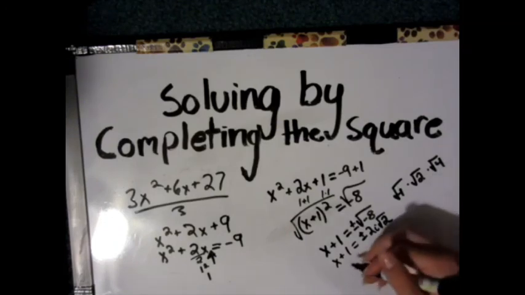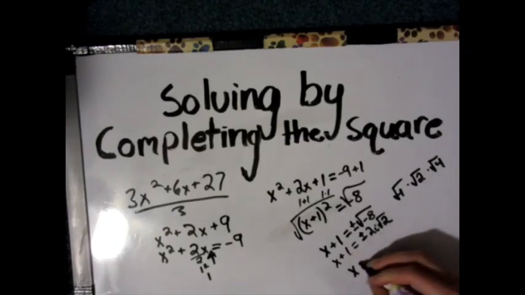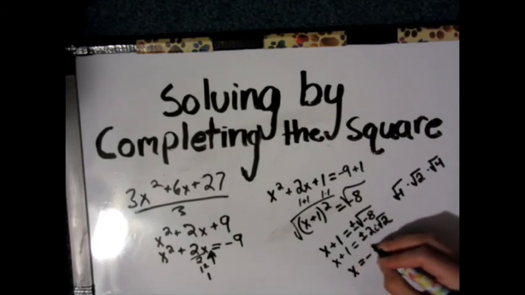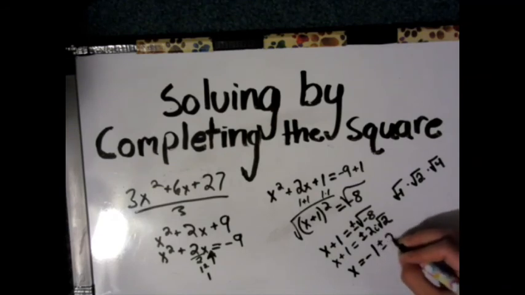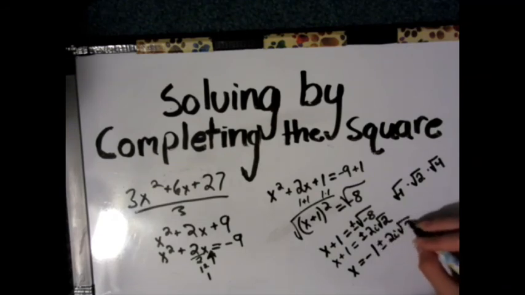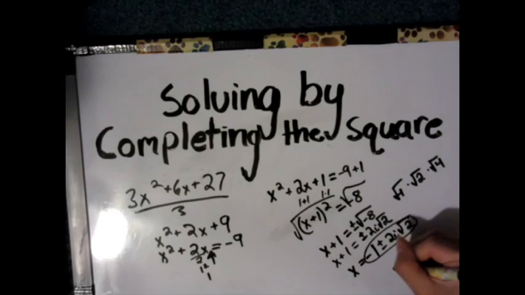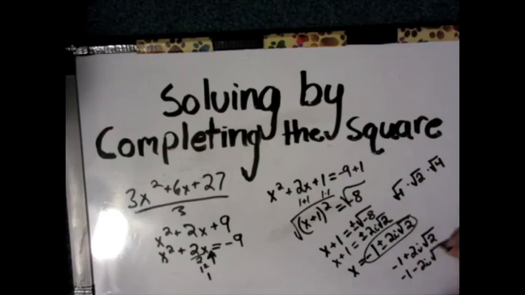Okay. And here, just going to want to simplify and isolate the x over here. So bring 1 over here, plus or minus 2i square root 2. Alright, so your answer can either be left at this, or you could break it up into negative 1 plus 2i square root 2 and negative 1 minus 2i square root 2. And that's it for completing the square.